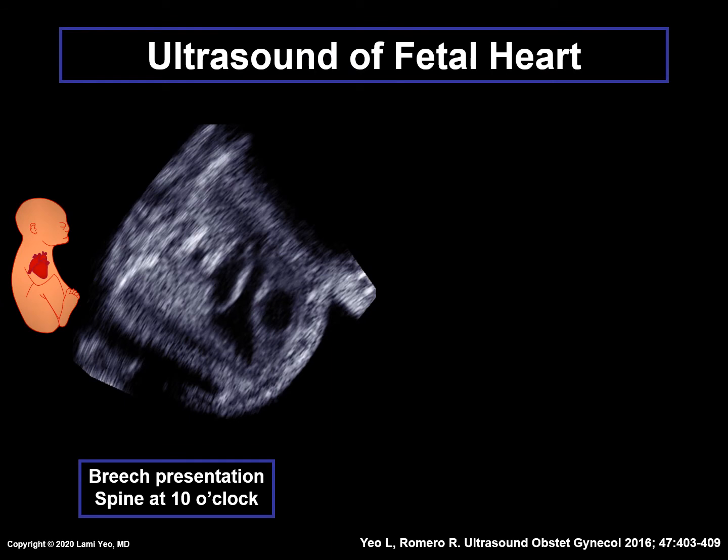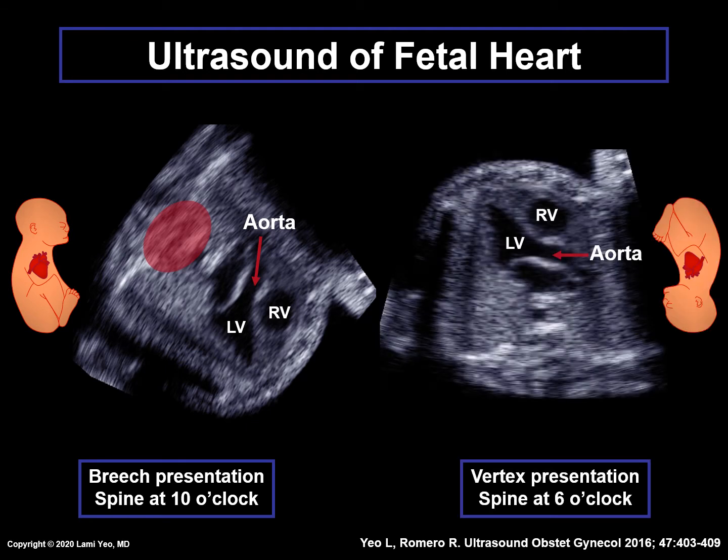For example, on the left is a two-dimensional ultrasound image of the fetal heart in which the fetus is in breech presentation and the spine is located at 10 o'clock. The image on the right is the identical image, but in a fetus that is in a vertex presentation with the spine at 6 o'clock. All sonologists who perform fetal cardiac examinations know that the image on the right is far easier to recognize and interpret than the image on the left, even though these sonographic images are exactly identical.